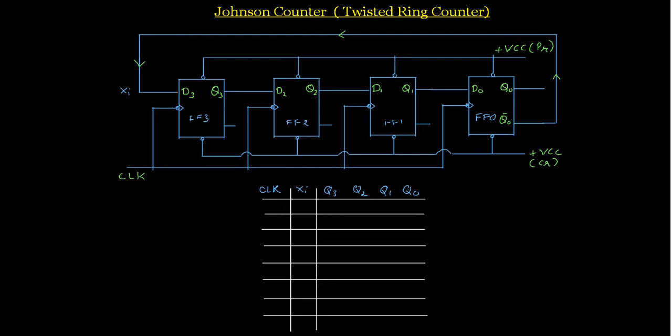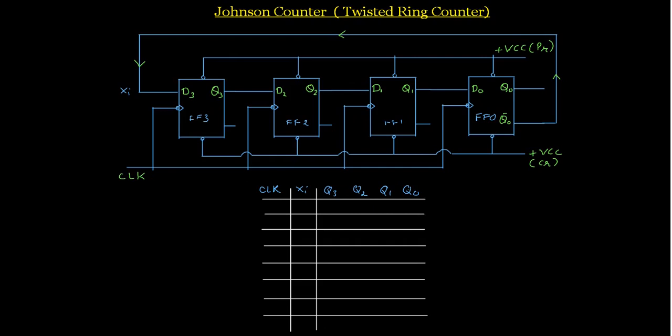Then the second thing, the preset inputs of all the flip-flops are commonly connected to VCC. And the clear inputs of these flip-flops are also connected to VCC. Means we have a common preset input and a common clear input. Same way, the clock applied to all the flip-flops is also common, means we apply a clock in parallel to each flip-flop, and these flip-flops operate with the negative edge of the clock.